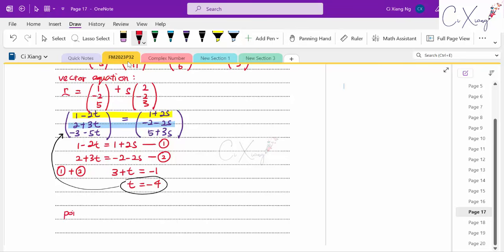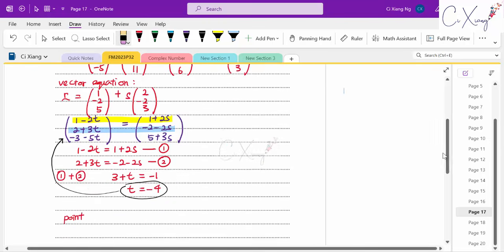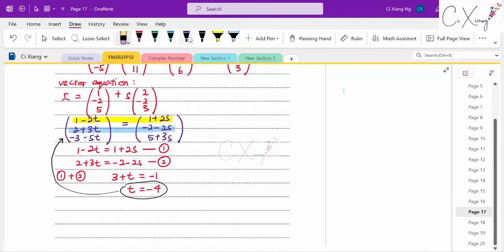Now since they're asking for the coordinate for the intersection point, right? Oh, sorry, they want us to find the position vector. So to find the position vector, maybe I treat it as the intersection, so OP, let's say. The position vector for the intersection point will be what?